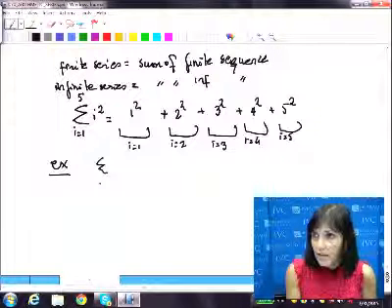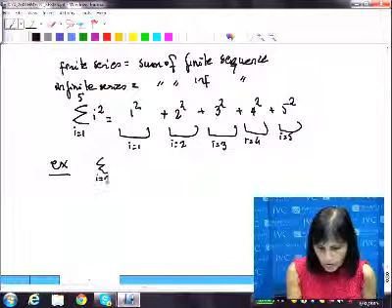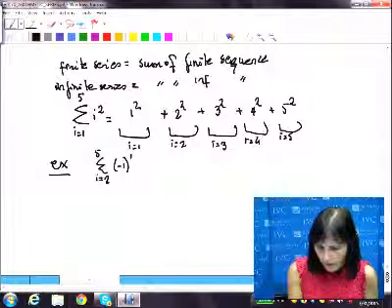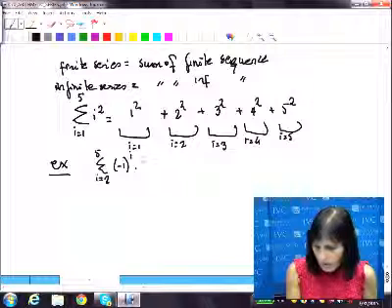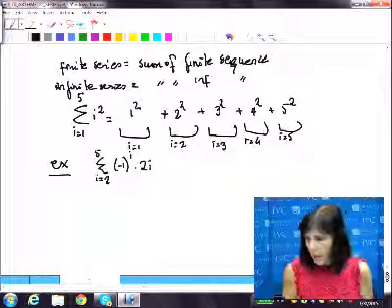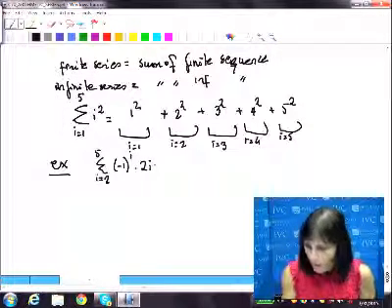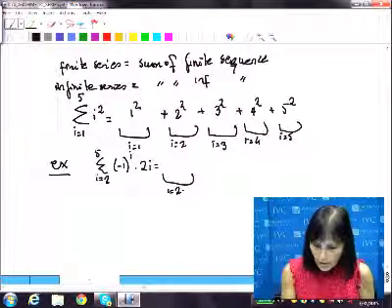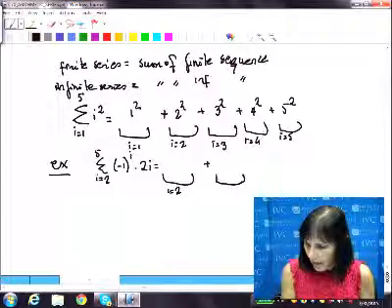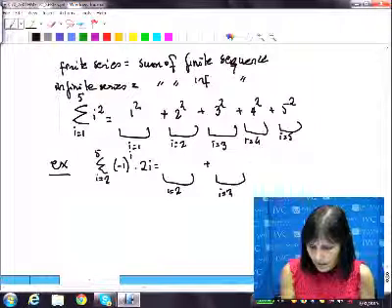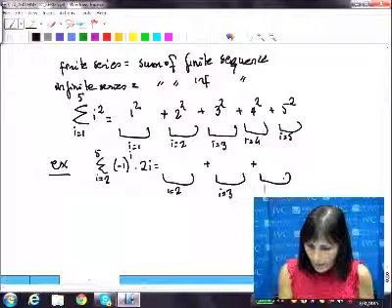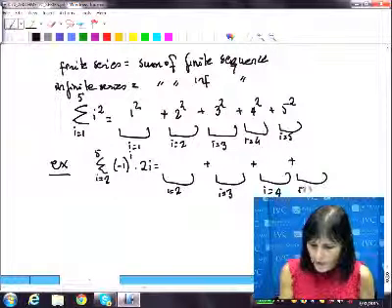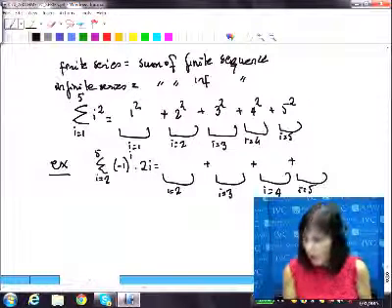Let's say I'm adding from 2 to 5, and my formula is -1 to the ith power times 2 times i. And you can actually write what those are. You're going to start with i equals 2, and you're going to add i equals 3. Then you're going to add i equals 4, and you're going to add i equals 5. So it does not have to start from i equals 1.